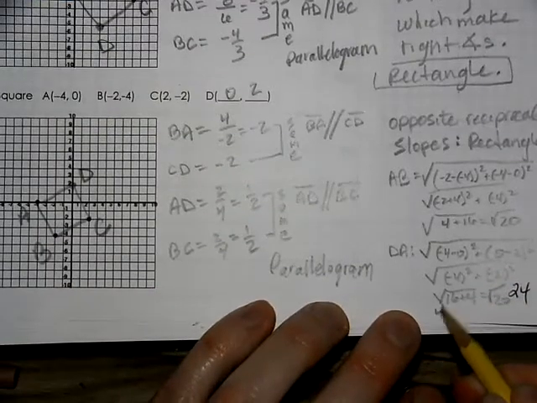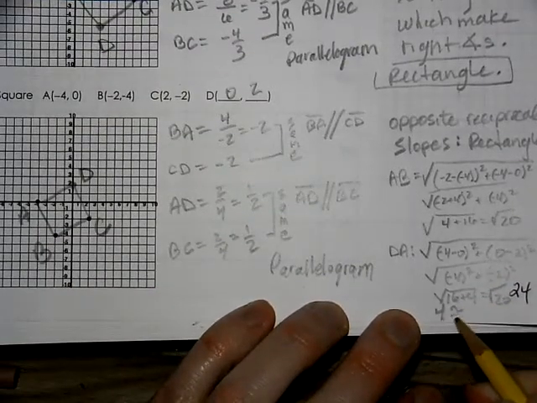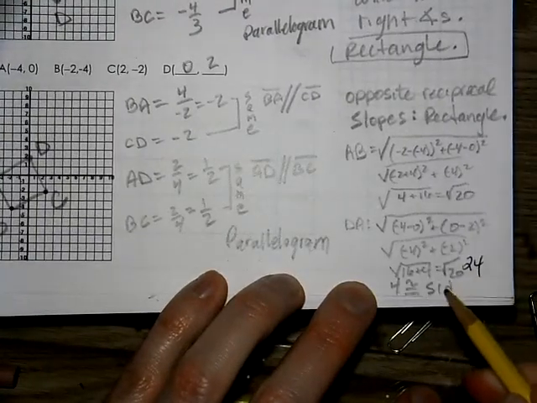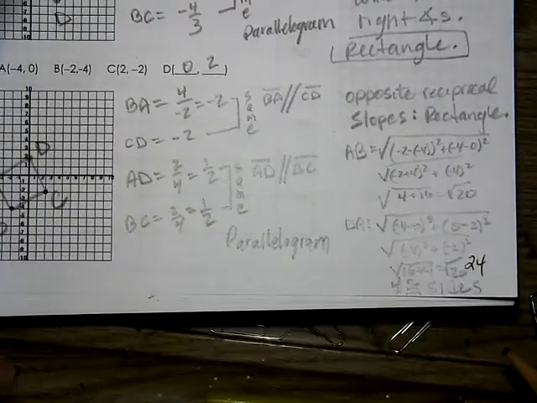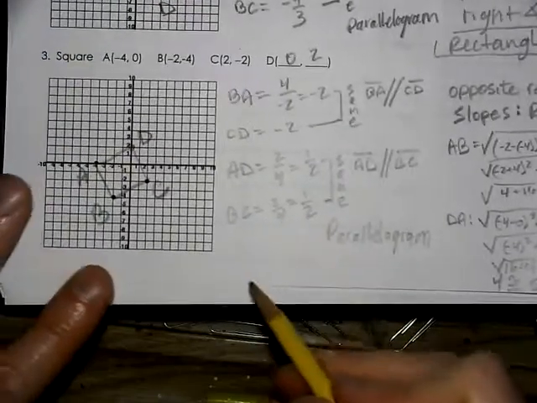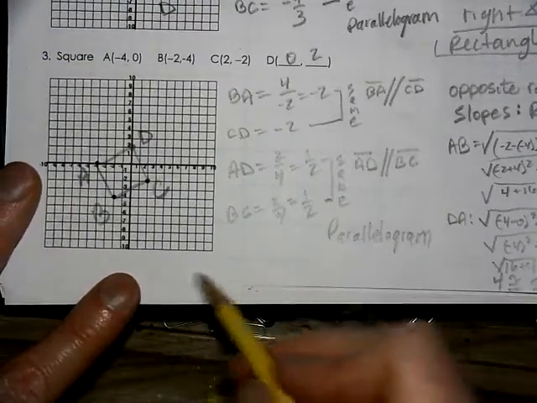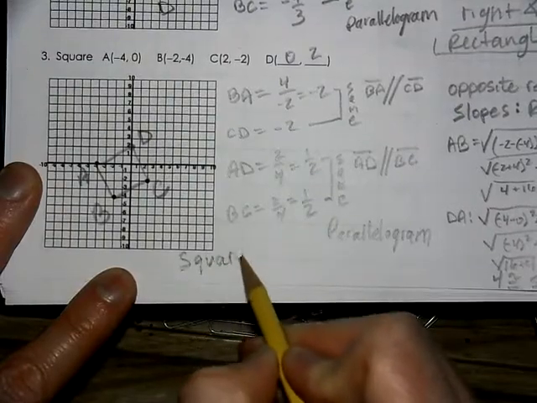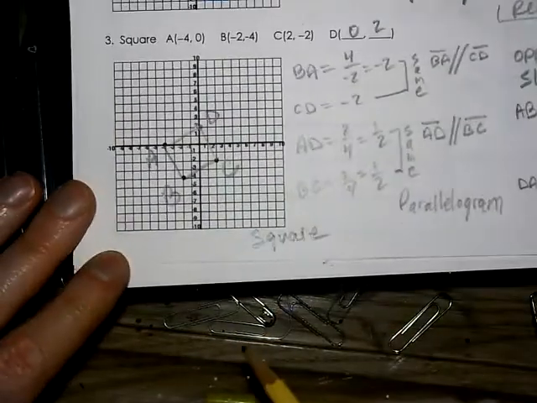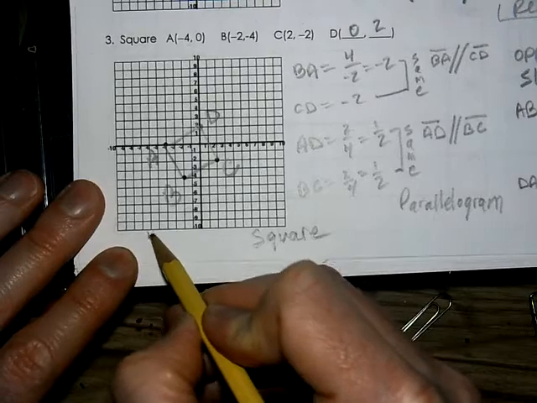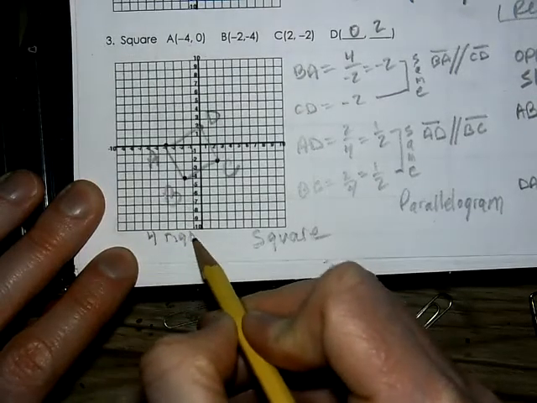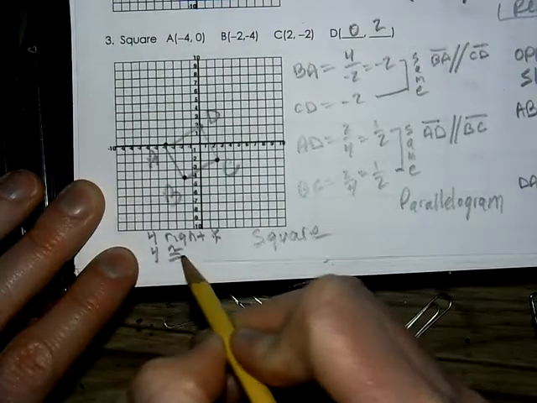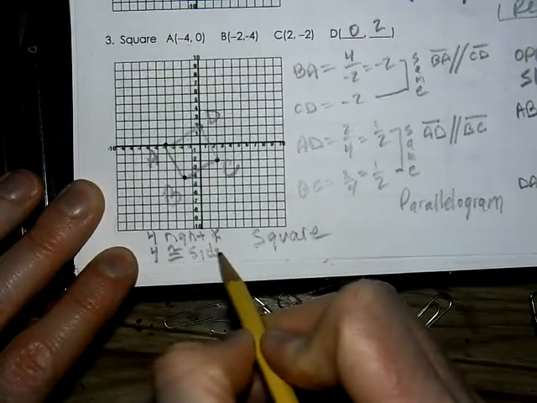So here I'll say 4 congruent sides. And my final answer here is a square. We have 4 right angles and 4 congruent sides.